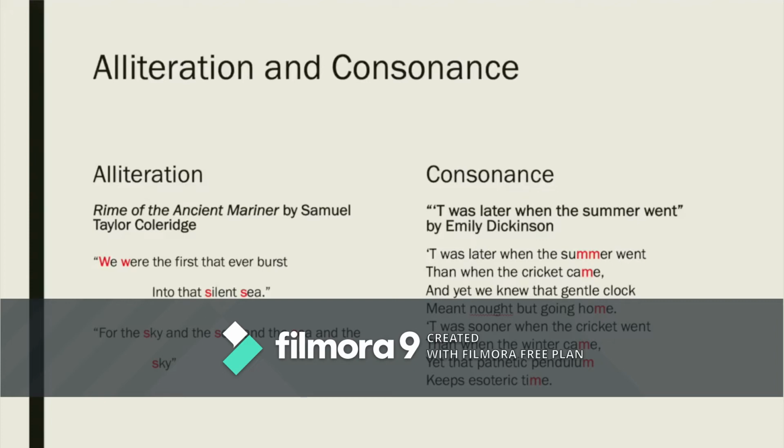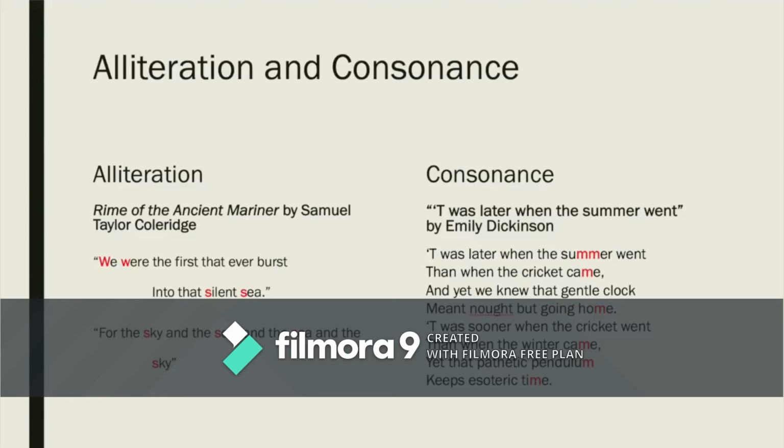However, in another line, "For the sky and the sea, and the sea and the sky," the S is again alliterated, but there are words separating sky and sea. Consonance is the repetition of consonant sounds. What makes it different than alliteration is that it doesn't have to occur at the beginnings of words.